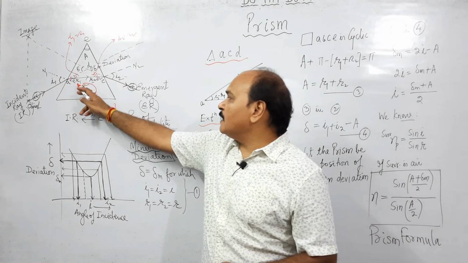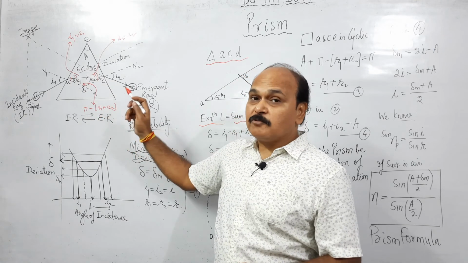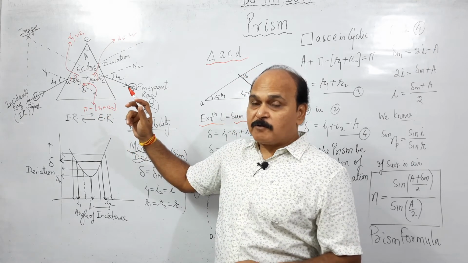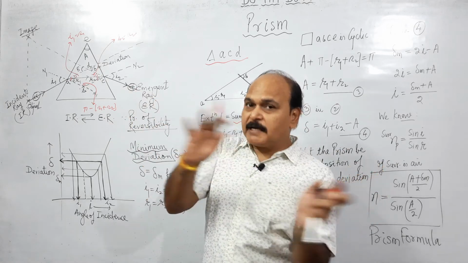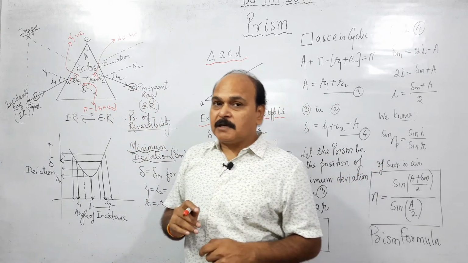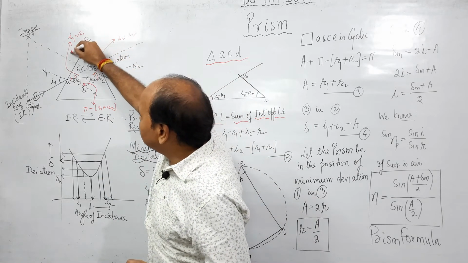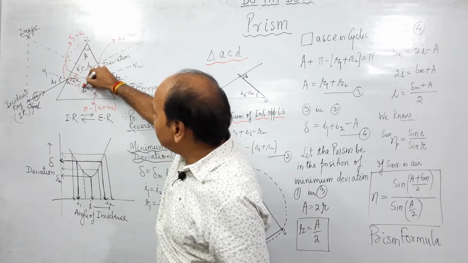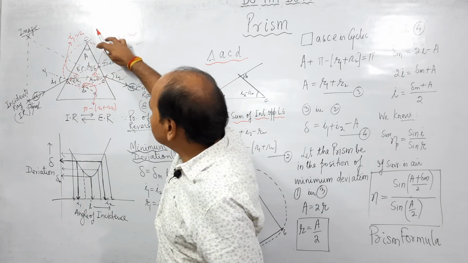Now see, let us look at this triangle ACD. In this triangle, this angle we have written as pi minus R1 plus R2. Now, in every prism, for all its diagram, there is always a circle which is drawn, which when drawn passes through A, C and the vertex of the prism.